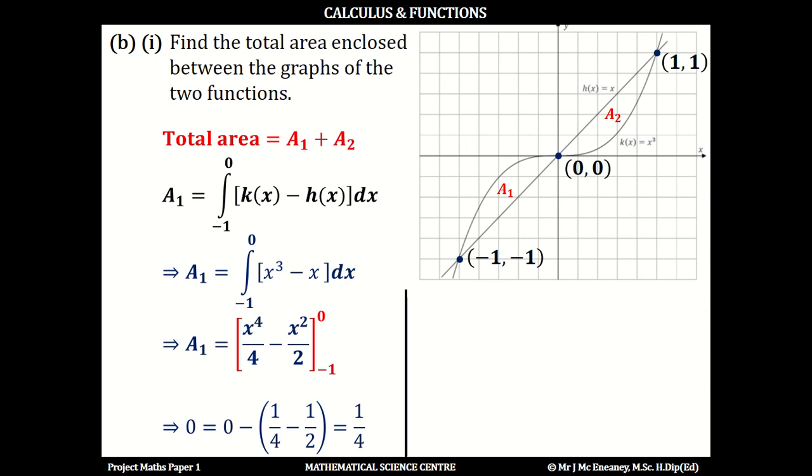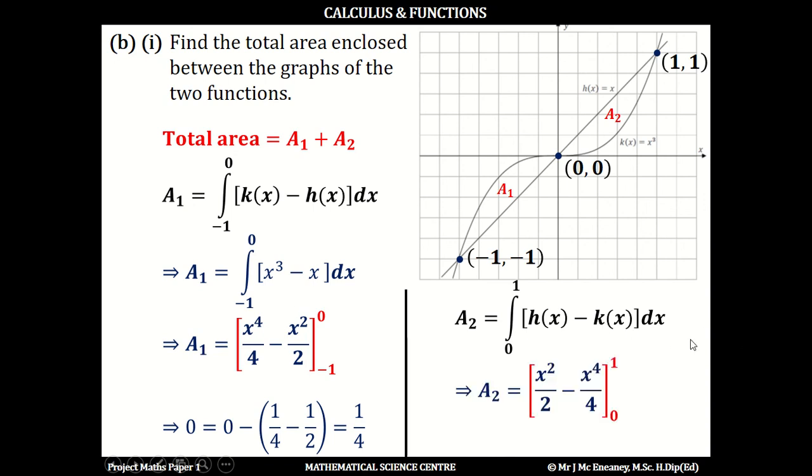Next of all, to calculate area 2 then. Now with area 2, the function h of x is on top. So in order to get a positive area, we're going to have h of x minus k of x. And the limits this time are going to go from 0 up to 1. Now again, h of x was x, and then from that we're going to subtract x cubed. Now this would give us the same as before, except the other way around. So you're going to get x squared over 2 minus x to the 4 over 4. And this time the limits go from 0 to 1. If you put in 1, you get a half minus a quarter, which is just a quarter.